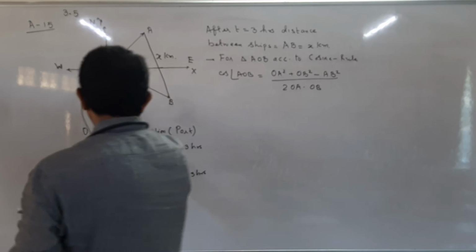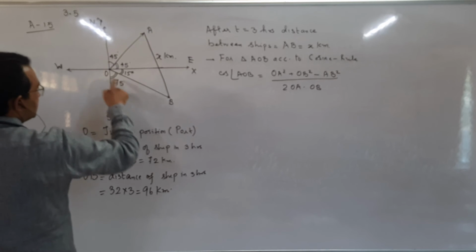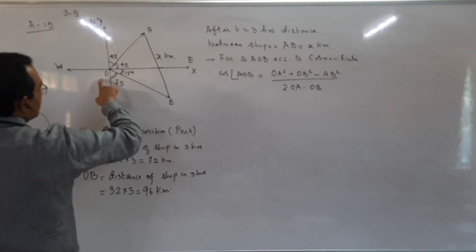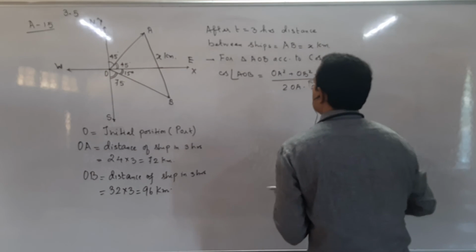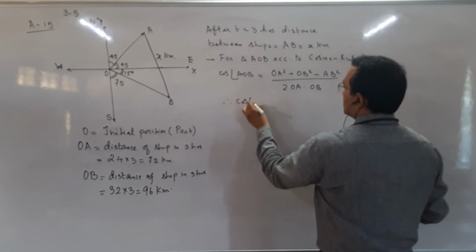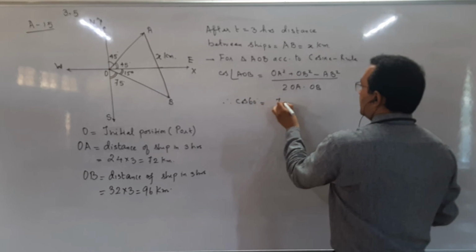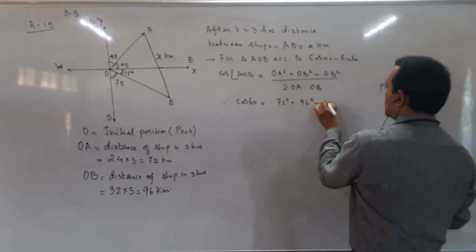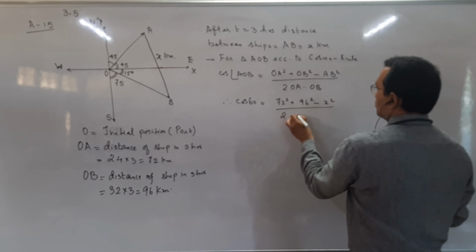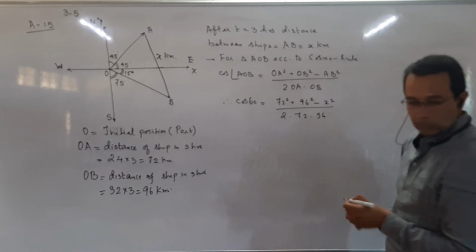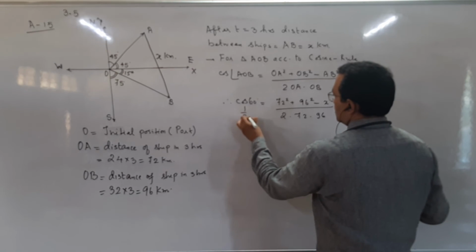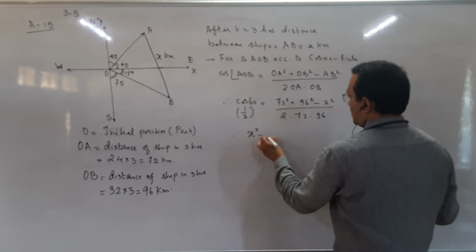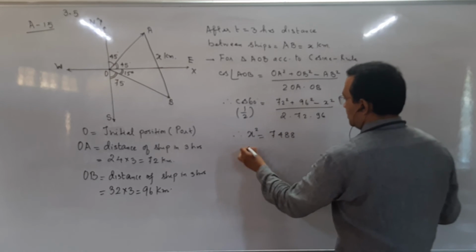The cosine rule is always for the angle which we have considered: the adjacent sides binding it, their squares will be added, and the opposite side square will be subtracted. Now angle AOB is 60 degrees, so this becomes cos 60 degrees, which is OA is 72 square plus 96 square minus x square upon 2 into 72 into 96. Simplifying, we get x square is equal to 7488. Cos 60 is half.